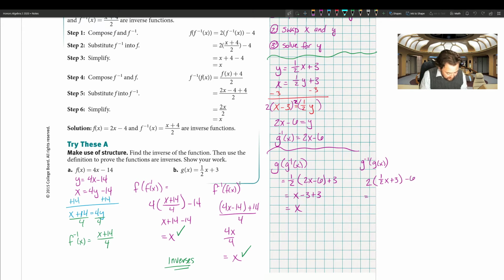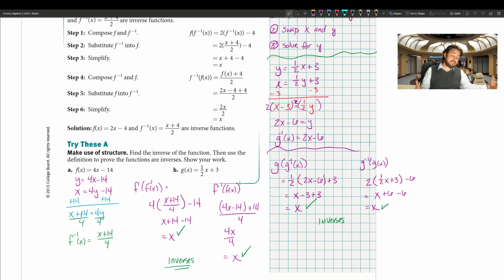Okay, 2 times 1 half is an x. 2 times 3 is 6, and then minus 6. 6 minus 6 is 0, and we end up with x. So we got an x the one way, we got an x the other way. Therefore, these two are inverses.